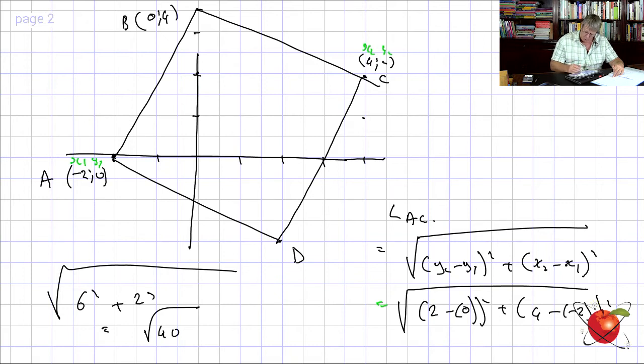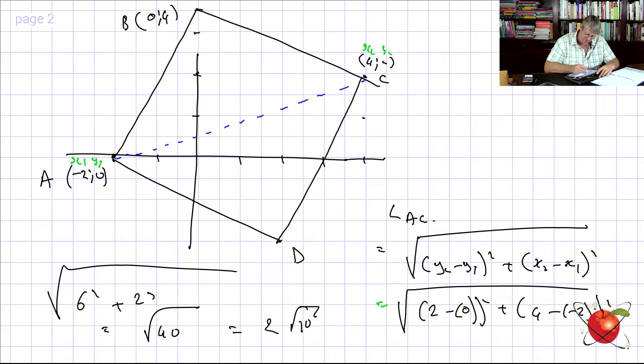Or 2 root 10 if you want to simplify. What is the next step? They say find the coordinates of the midpoint of BD. So we've now found the length. Let's just put in a little note here. We now know the length there is root 10.